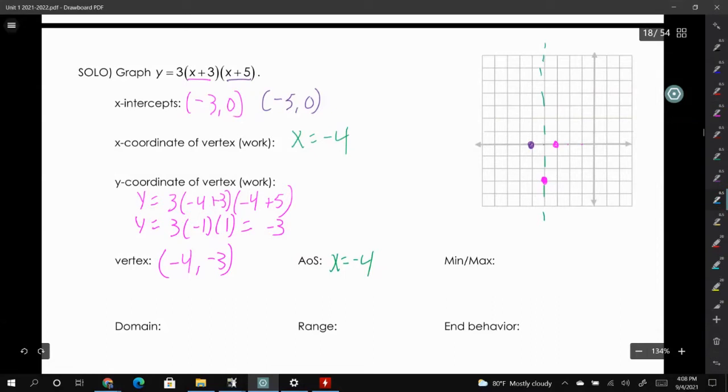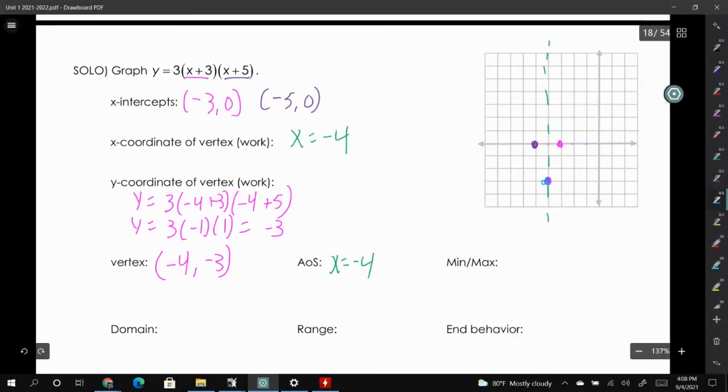We also can see from our graph that that is going to be a minimum value right here. So it's a minimum, at y equals negative 3. Now we need that other point. And I said last time, pick a point between your x-intercept and your vertex. Oh, we don't have a nice number in this area. So let's just go one outside. Let's go at x equals negative 2.